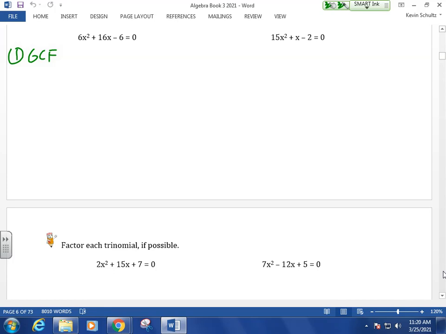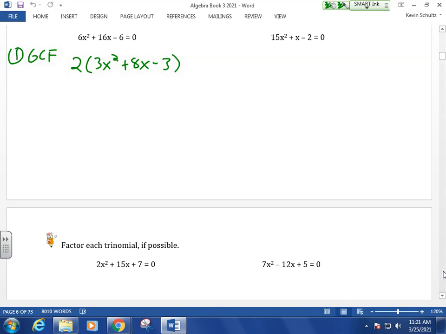So the greatest common factor being 2, we're going to take that out, and we're going to be dividing each term by 2. 6x squared divided by 2 is 3x squared. 16x divided by 2 is 8x. And negative 6 divided by 2 is negative 3. And again, the only reason why we factor out that greatest common factor is to make steps 2 and 3 a little bit easier, make our numbers smaller.